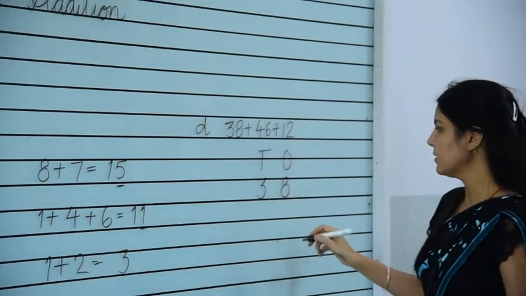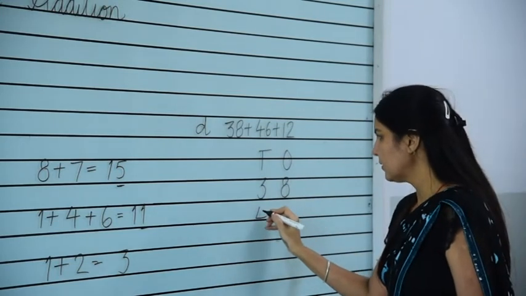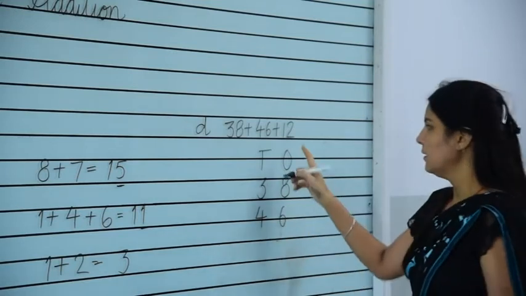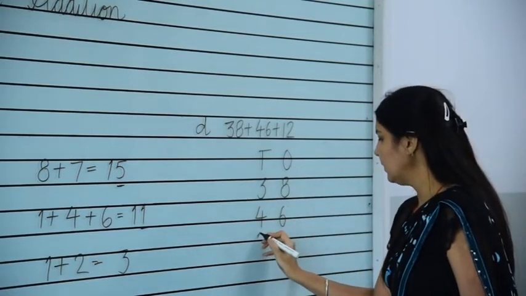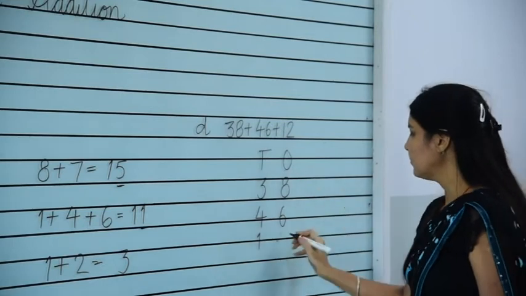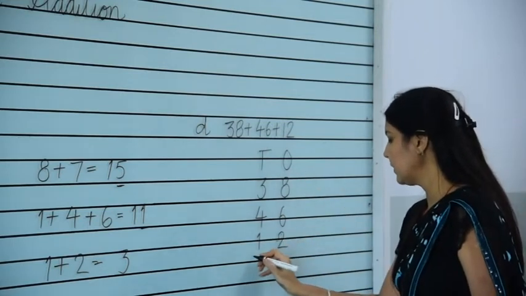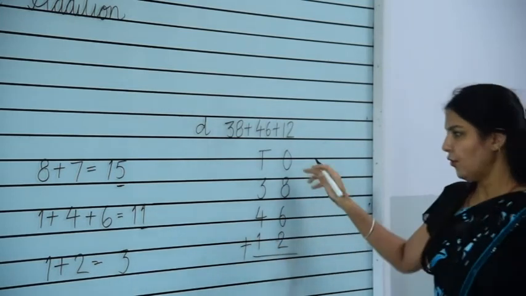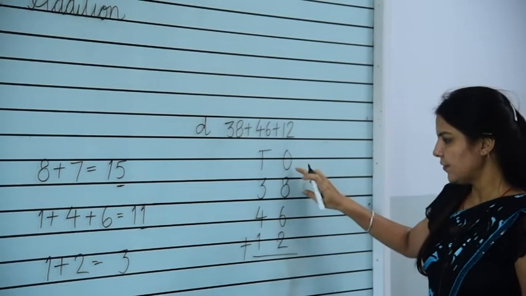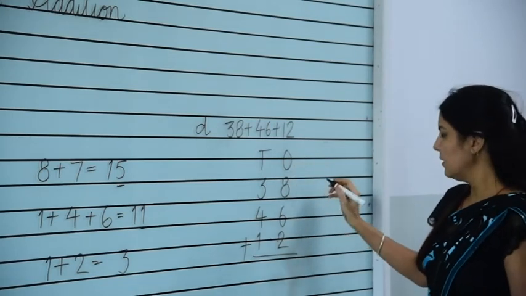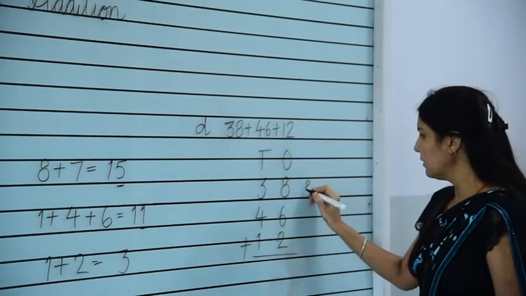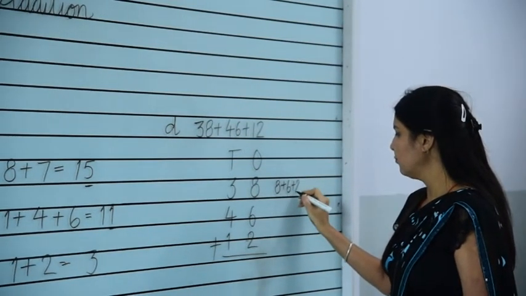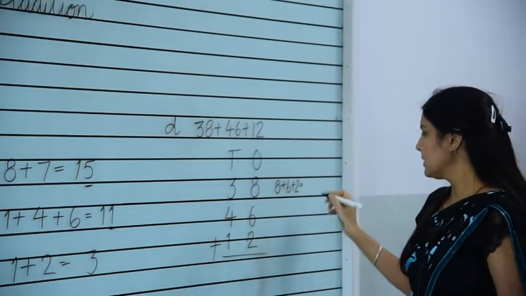In 46, 4 is at tens place and 6 is at ones place. In 12, 1 is at tens place and 2 is at ones place. Now we will add these numbers. First of all, we will add the digits which are given at ones place. These are 8 plus 6 plus 2. It will be 16.